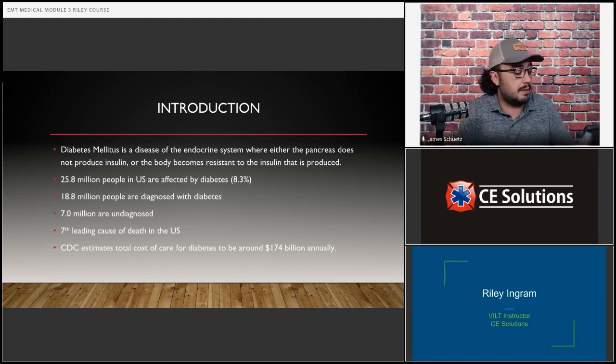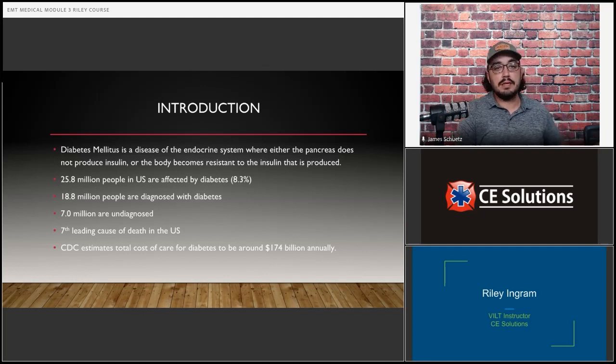So diabetes mellitus is going to be a disease of the endocrine system where either the pancreas does not produce insulin or the body becomes resistant to the insulin that is produced. Okay. So either the body doesn't produce insulin, something's hereditarily wrong there, genetically wrong, and the body doesn't produce it at all, or the body does produce it and our health choices have just made it to where our body is resistant to the insulin that is produced.